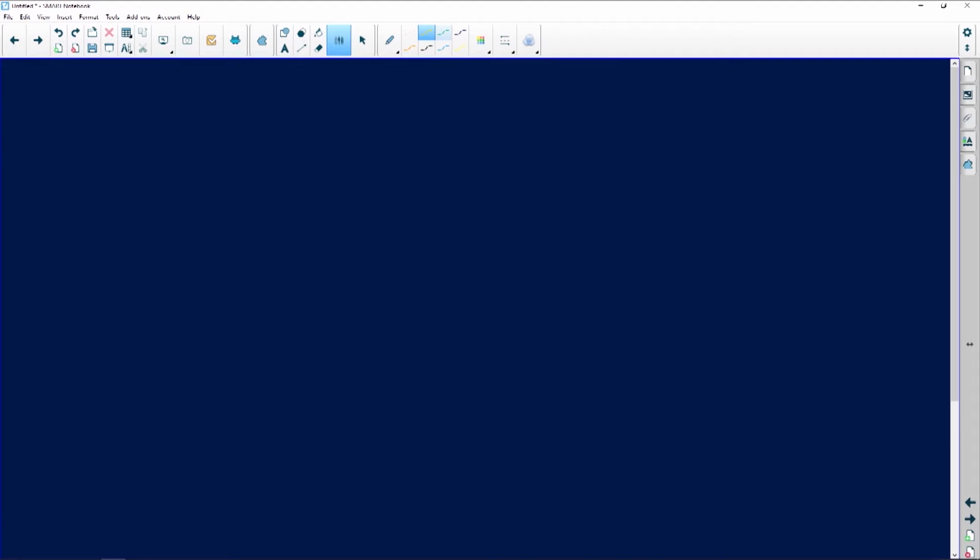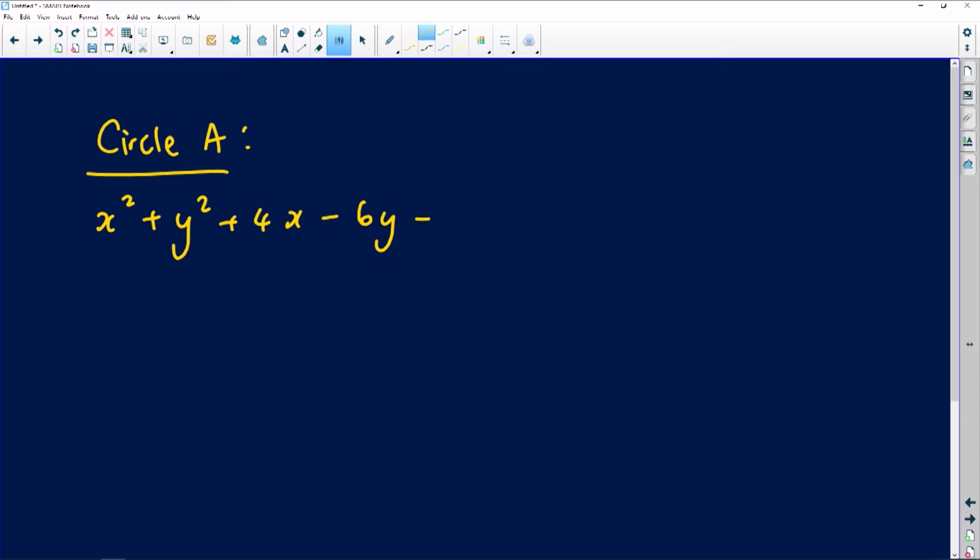First one, circle number one. Let's call it circle A. It was not mentioned in the question. It has the equation x squared plus 4x minus 6y minus 3 equals 0. If you haven't seen completing the square, or you were still not as confident as I want you to be, I hope this is also going to help you.